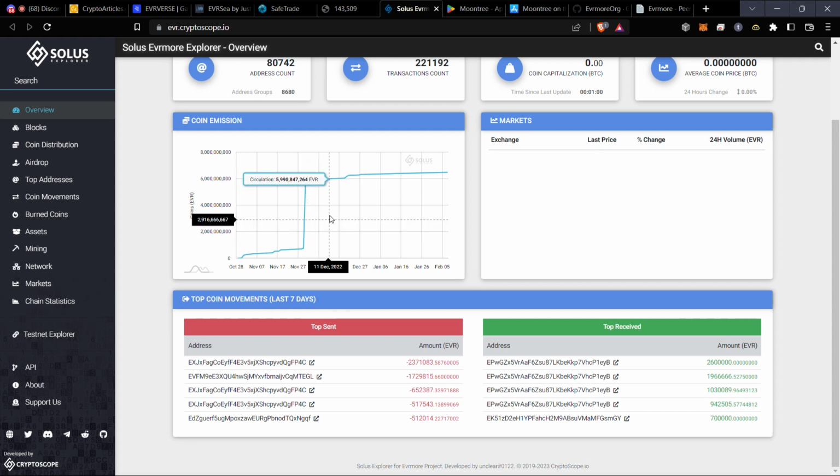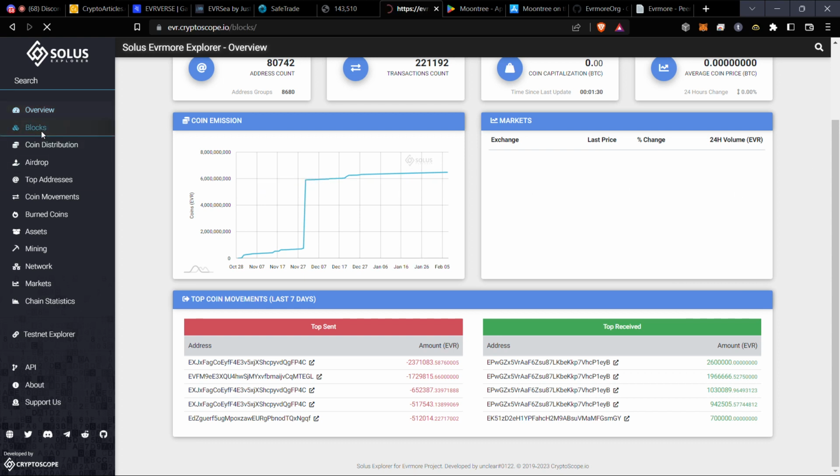Huh. Please explain. That doesn't look right. There's a fluke here. That is quite interesting. Evrmore devs, a lot of explaining to do there.